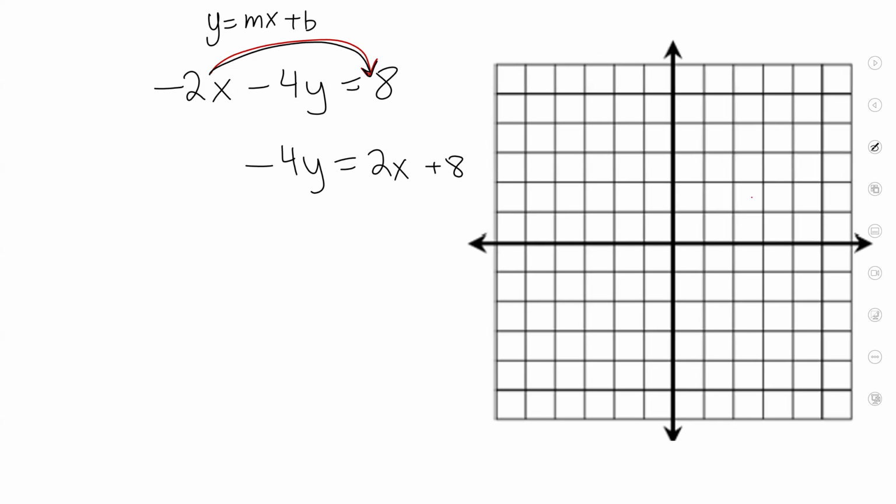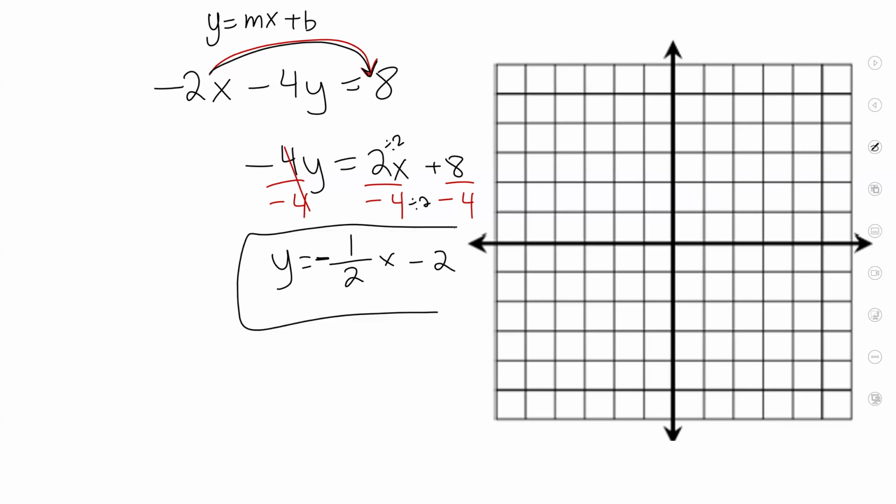Next, you should divide both sides by a -4. So we are left with y equals +2 divided by -4. We can simplify this. These can both be divided by a 2. So 2 divided by 2 is 1. 4 divided by 2 is 2. This is negative, okay? Because a positive over a negative creates a negative. +8 divided by a -4 is a -2. So this is your equation.